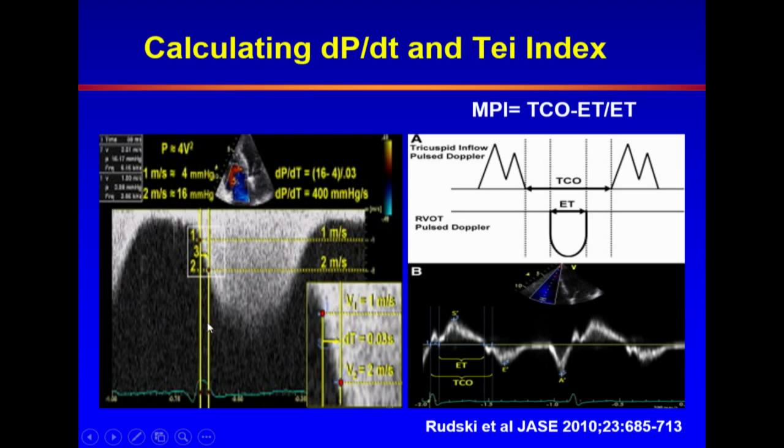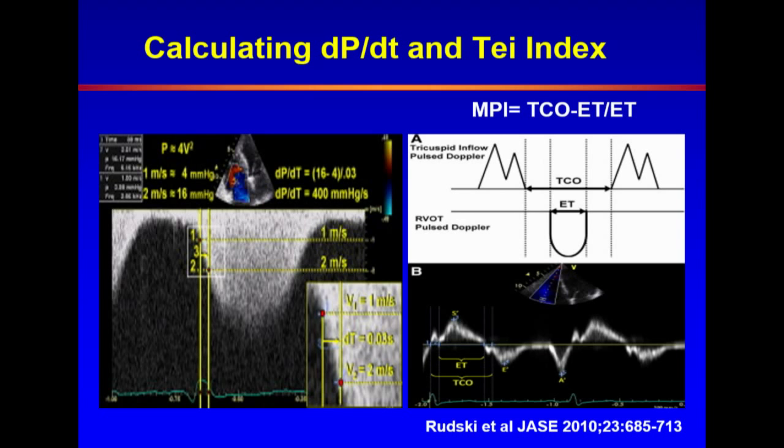So people have looked at other indices. One of these is the rate of rise of RV pressure during systole. If you have a high fidelity pressure catheter, you can look at the pressure changes with time during systole and during diastole. And so a normal contracting ventricle will increase its pressure faster than a ventricle that has contractility problems.